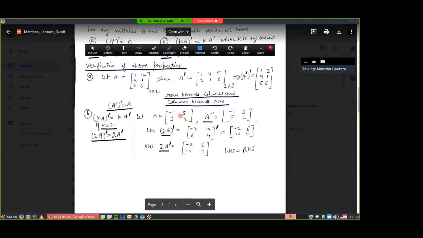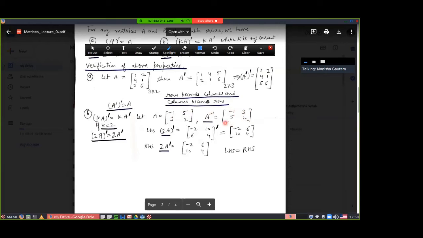Take any matrix A of order 2 by 2. Find the transpose of this. This is A to the power T, that is, you can write it A to the power T as well as A dash. Minus 1, 3, 5, 2. Transpose this matrix. Row becomes column.